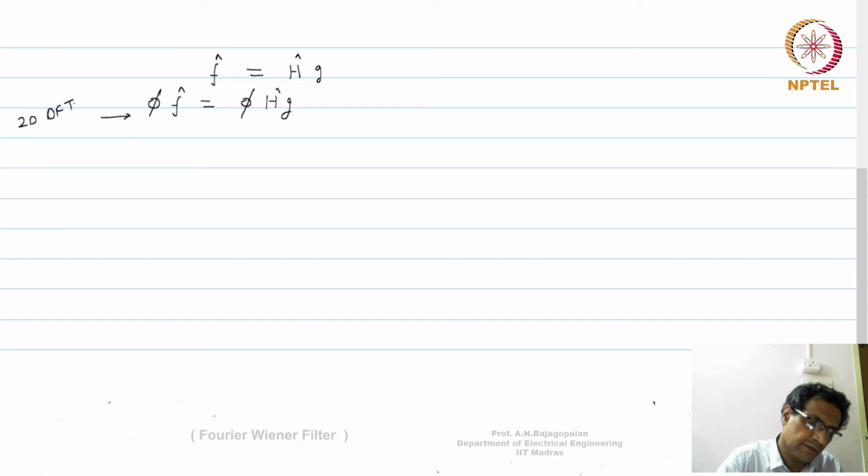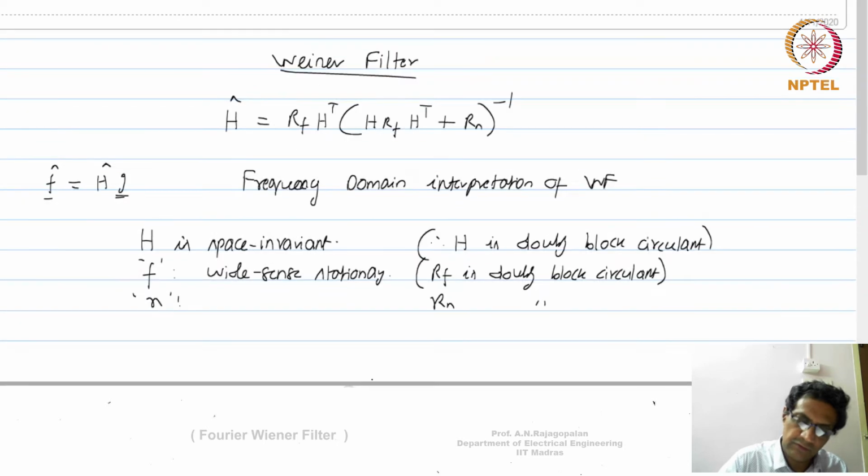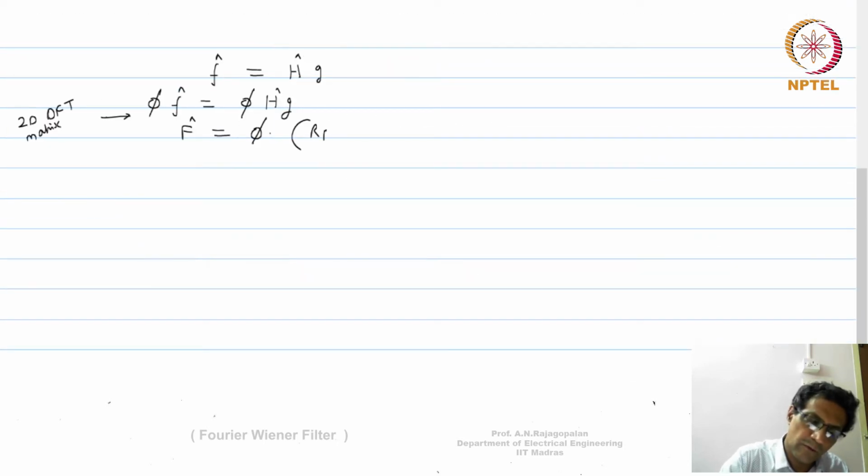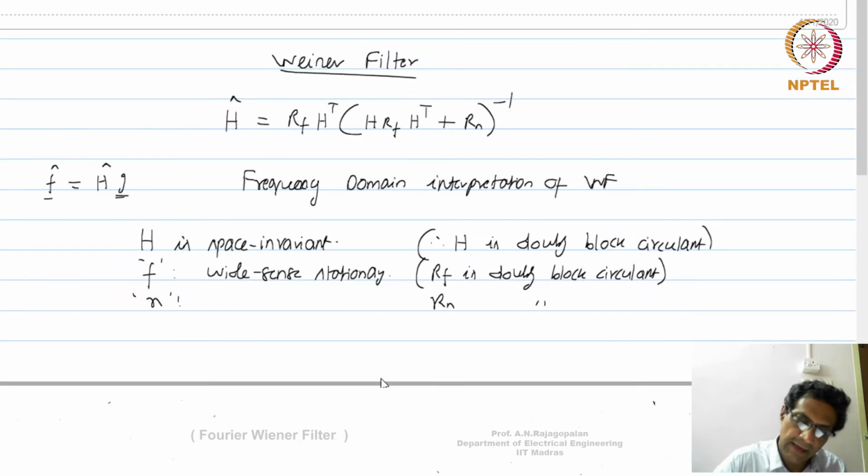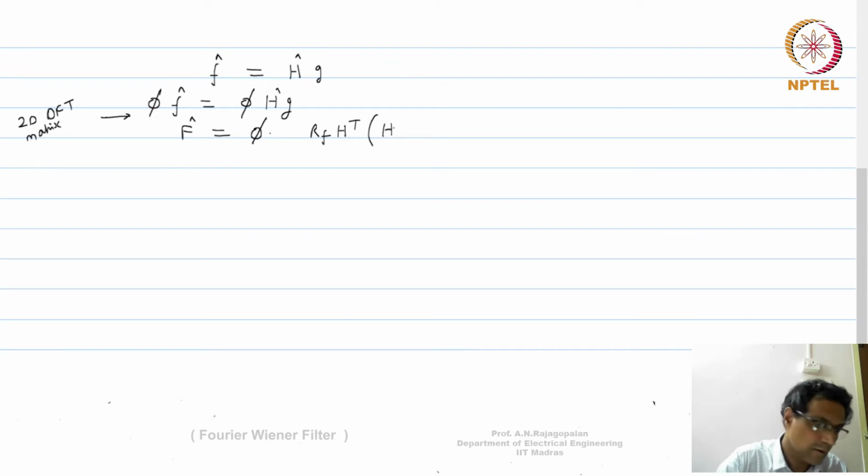So this is your 2D DFT matrix, which you are pre-multiplying F hat by, in order to go to the Fourier domain. And this takes you to the Fourier domain as F hat. Now, here also we would like everything to come in the Fourier domain, but let's first look at Phi H hat itself. What is it? Let's just copy from here: RF H transpose, we can remove this bracket, and then we have H RF H transpose plus RN, the whole inverse. This is your H hat times G.